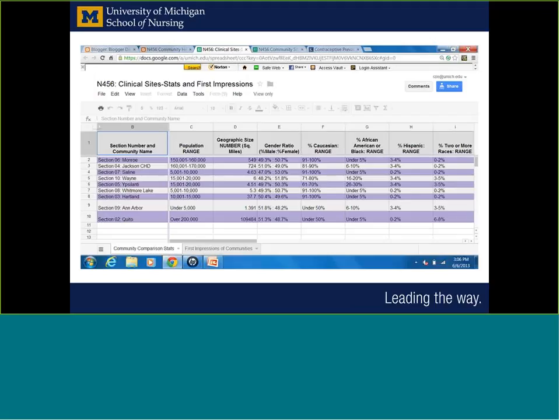This is a table that we generated for each area where we looked at some very basic demographic information: population, geographic size, gender ratio, racial distribution. We also included infant mortality rate. So just some basic data to begin to understand these different communities. Most of these communities are in southeastern Michigan. We usually only have one international partner per semester, but we include the international partner in this sharing.